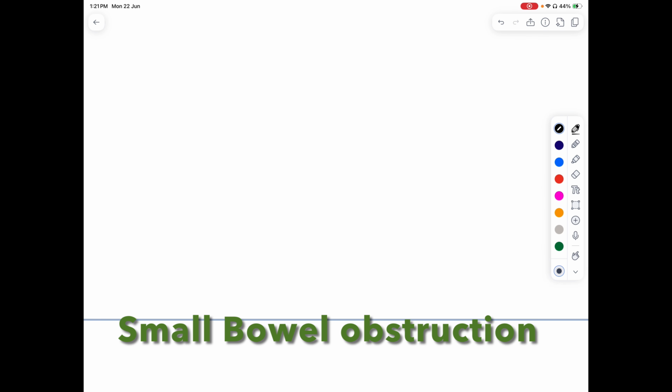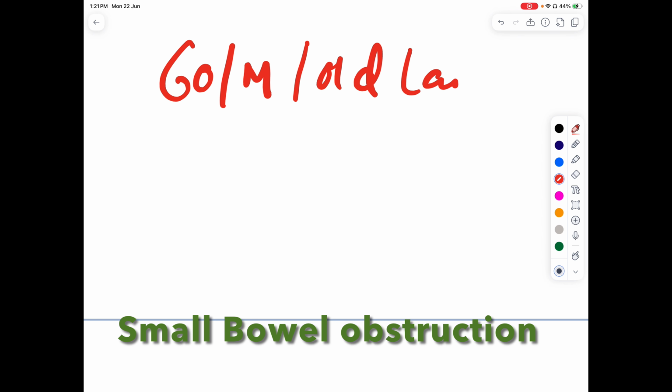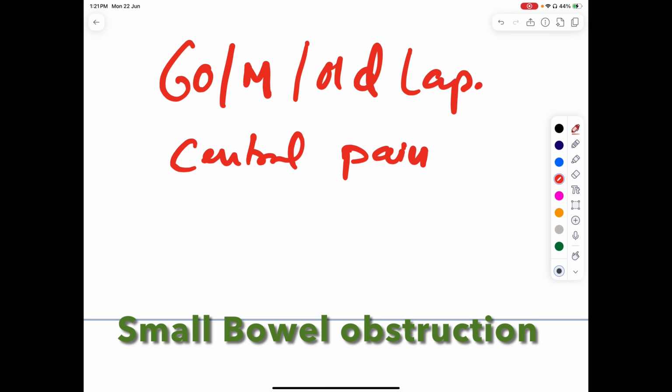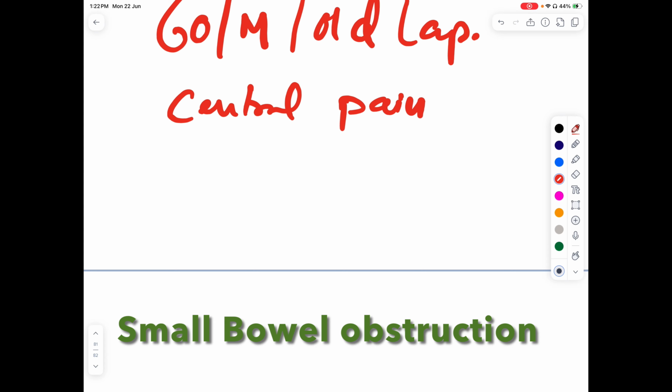So this is another stem where you get a 60-year-old male with a history of old laparotomy. Central pain, vomiting, distension. The patient has become confused. Radiological findings will show dilated small bowel loops, that is intestinal obstruction. So what will you do? Abdominal X-ray, contrast and ultrasound. How will you manage the patient? Again, this is a patient having intestinal obstruction. The CRISP protocol has to be there.